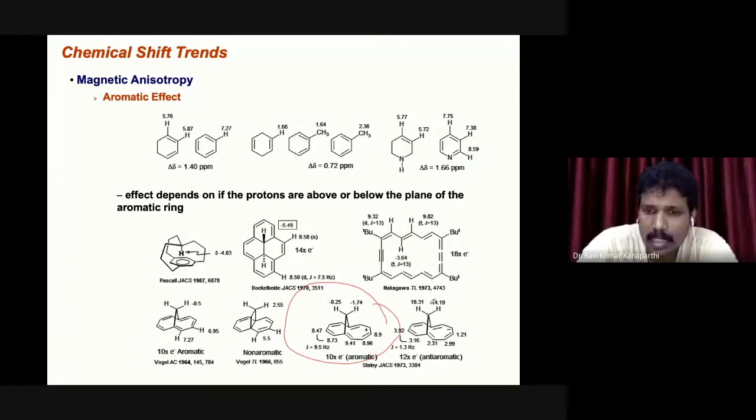Whereas in this particular case, where you have 12 pi electrons, which is anti-aromatic, these two protons are seen above 10 ppm, while the peripheral ring protons are seen at 1.2 and 3.9, which is significantly lower as compared to the above-plane protons, right?